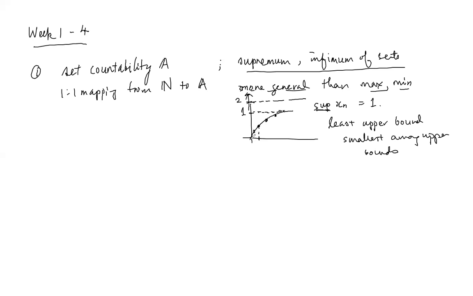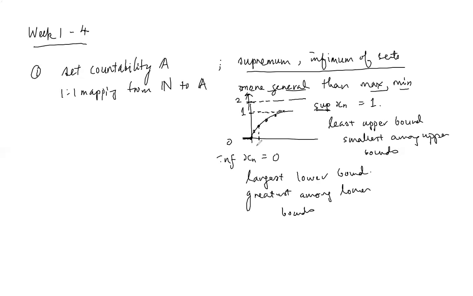And of course, similarly, you can talk about an infimum, right? If you start from 0, in this case your infimum of xn is 0, right? So this is the largest lower bound, or greatest among the lower bounds. Because it can be bounded from below by -1, -2, and so on, right? But you don't really care about this. You care about the largest among them, okay? So that's the idea of supremum and infimum.